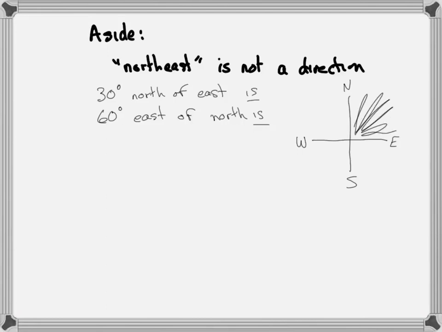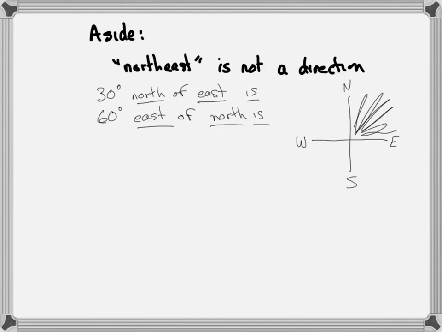So that is not a direction. It's not a vector direction. You can't use northeast as a vector direction. It also doesn't indicate whether you're going north of east or east of north, right? Because 30 degrees north of east is a direction.